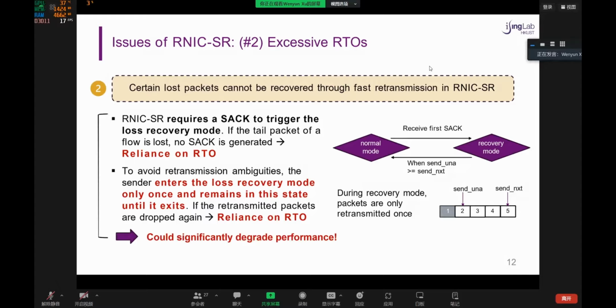The increase in RTO events could significantly degrade the performance. Both issues fundamentally stem from the assumption that packet order is preserved, which is no longer valid under modern load balance schemes or high bandwidth lossy networks.